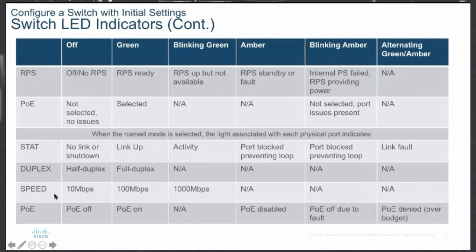Then again, if the speed LED is off, it means that the speed of the port is 10 Mbps. If it is green, it means that the speed is 100 Mbps. And if it is blinking green, that means that the speed of that port is 1000 Mbps. So these two work in, say, half duplex mode, and then the 100 Mbps one works in the full duplex mode.